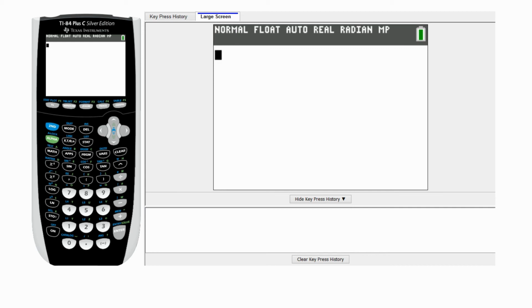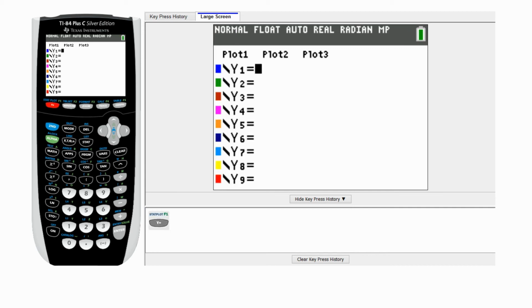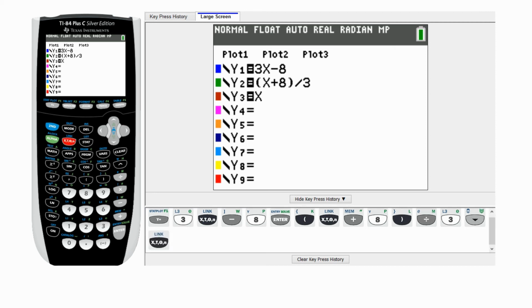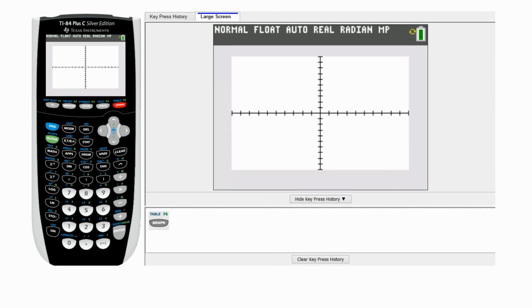Using my calculator to graph the functions, go to y equals, then I want to type in my first function, 3x minus 8, arrow down, parenthesis, x plus 8, close parenthesis, divided by 3, arrow down, y equals x, so I type x. Graph.